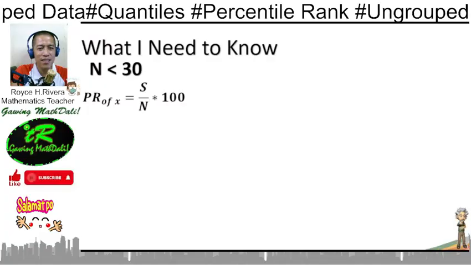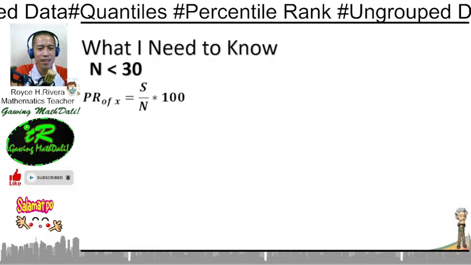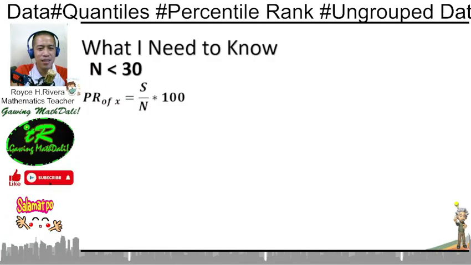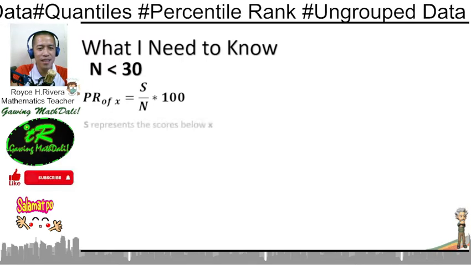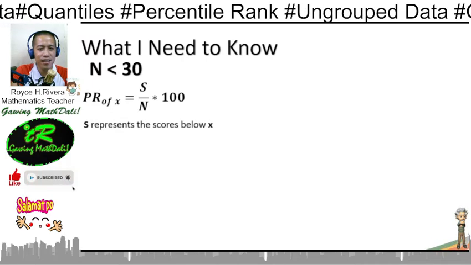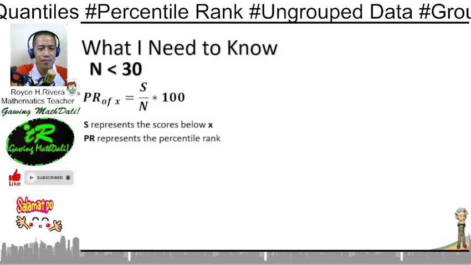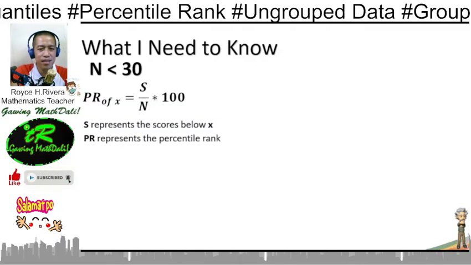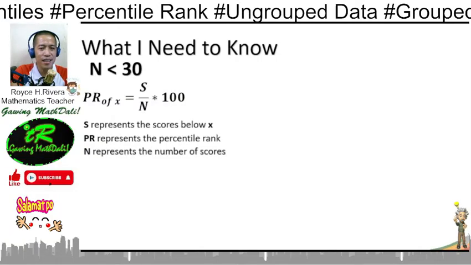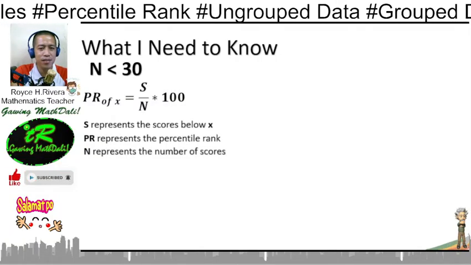The formula is given. PR of x equals S over n times 100, where S represents the scores below a certain score x, PR represents the percentile rank, N represents the number of scores.